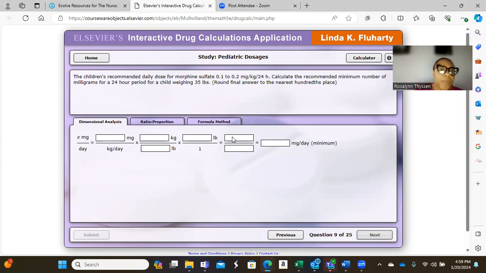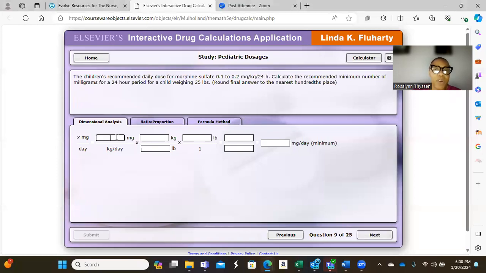I'll do one more. Okay. We got morphine sulfate. Recommended dose is 0.1 to 0.2 milligrams per kilogram per day. And again, I'm looking for the minimum number of milligrams per day for a child weighing 35 pounds. Round the final answer to the nearest hundredths place. I got to remember that, hundredths place.